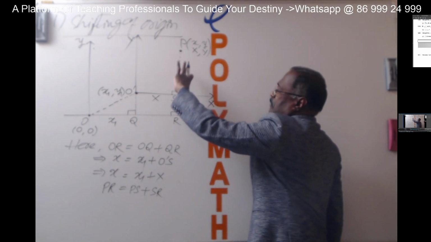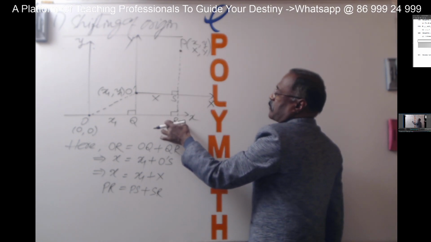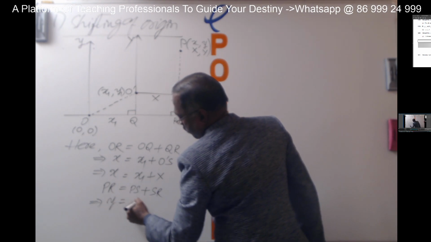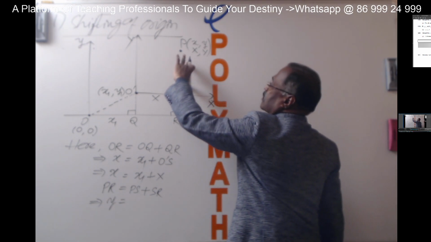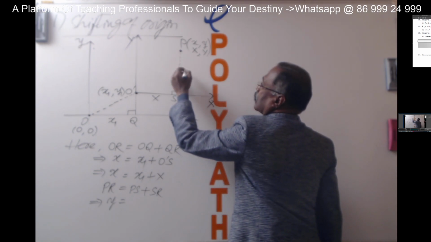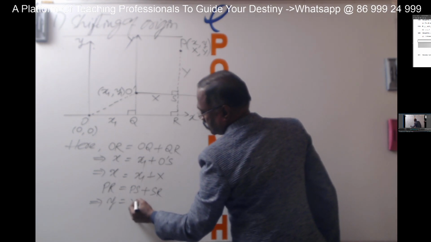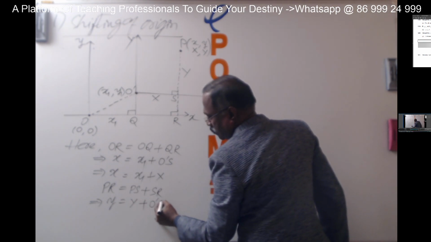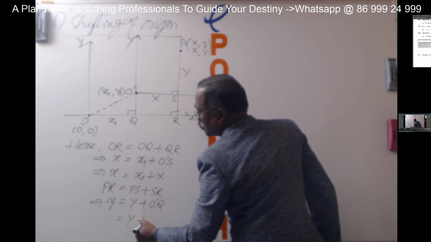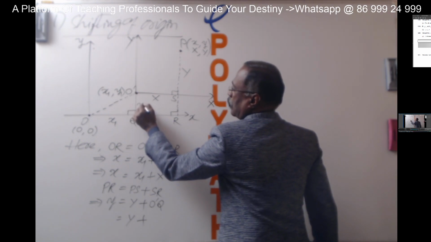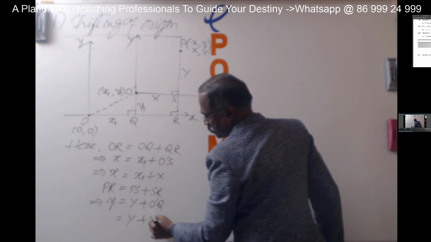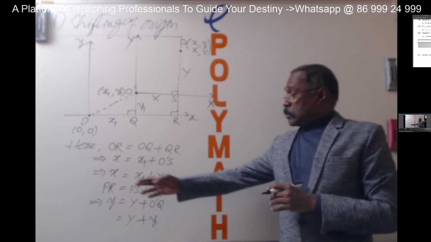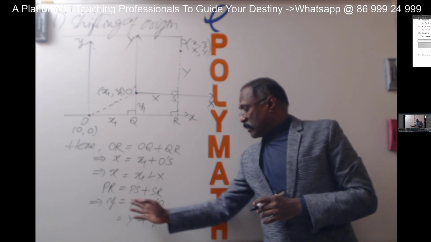What is PR? The entire length of it with respect to the original axis is small y. What is PS, please? PS is nothing but capital Y. What is SR, please? It's nothing but O dash Q. What is O dash Q? Height of it? Y1. Got it. We got it. Small x is capital X plus x1, small y is capital Y plus y1.